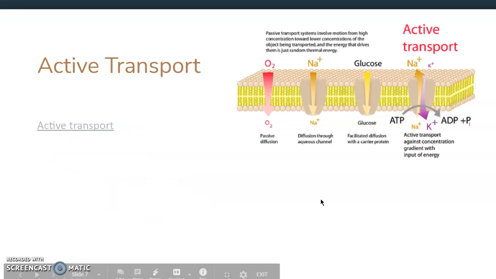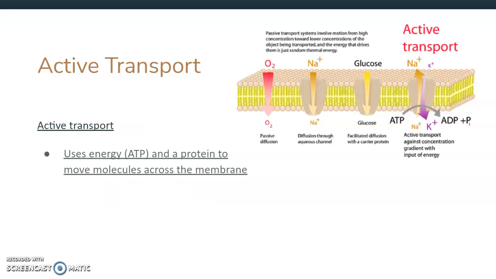The first thing we're going to talk about is active transport. So active transport, the definition is it uses energy, usually in the form of ATP, and a protein to move molecules across a membrane. So we can see here we have sodium going from the bottom to the top and potassium going from the top to the bottom. And this works only because we have ATP coming and giving energy to a protein.